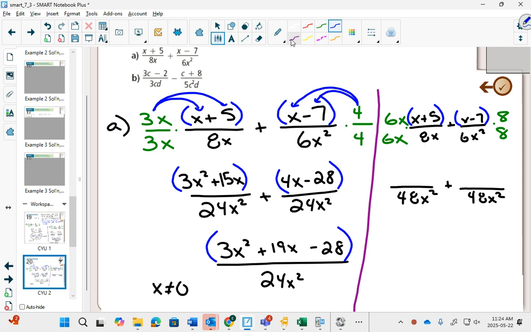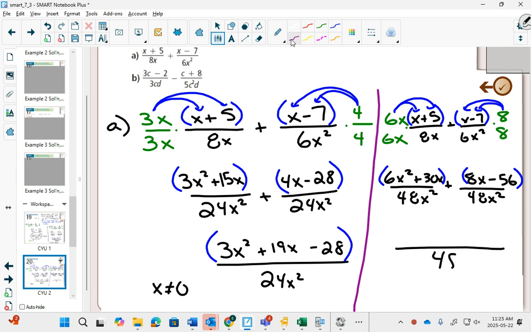And just like before, I'm going to have to distribute. So this will be 6x squared plus 30x. And this will be 8x minus 56. Brackets around this one and brackets around that one. I have a common denominator of 48x squared. And 6x squared doesn't have any like terms, but 30x and 8x would be 38x and minus 56.